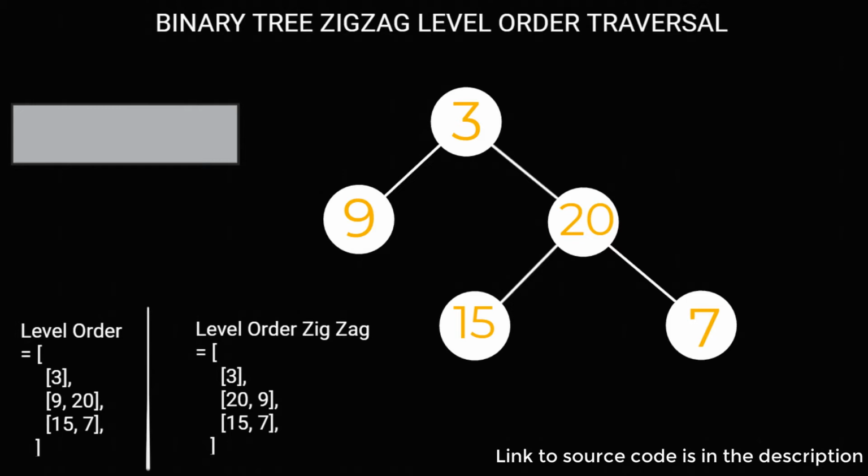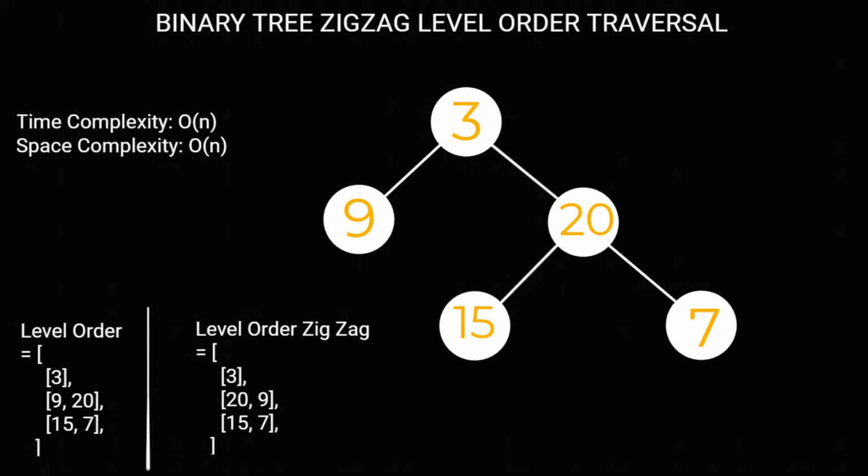So now let's talk about the time and space complexity of this question. For time complexity, we're going through every single node, and because of that, time complexity is going to be O of n. And for space complexity, we're storing an array list that's going to hold at most n elements in it, representing all the elements in the binary tree. So space complexity is O of n. So that's how you solve this question. Let's dive into the code.